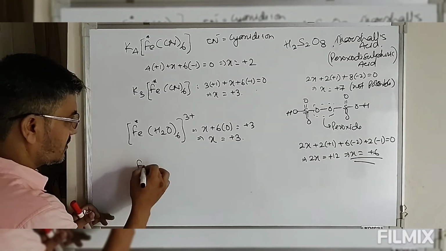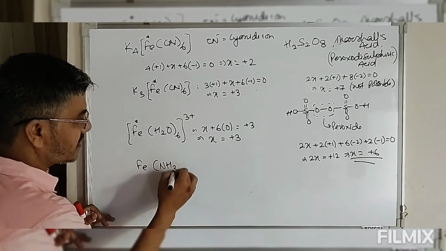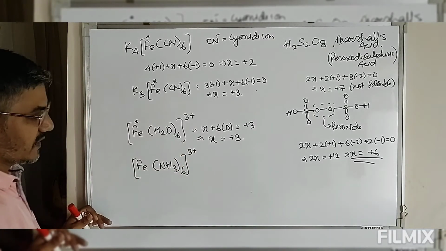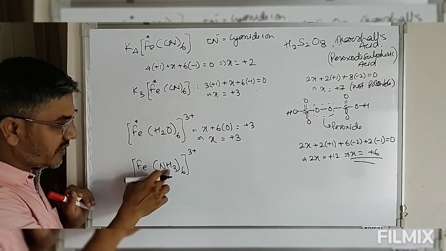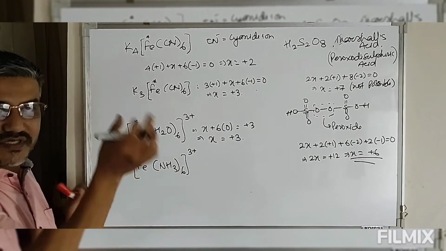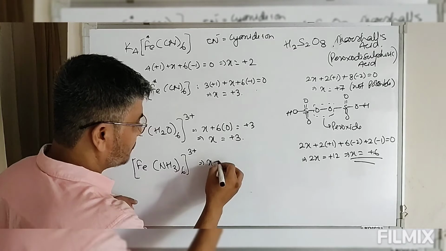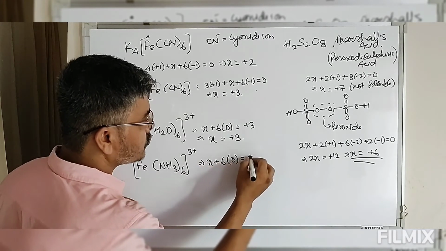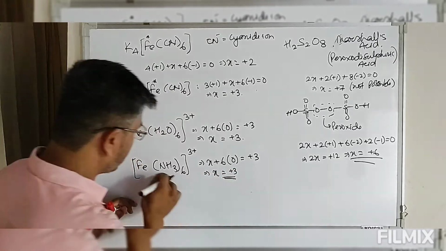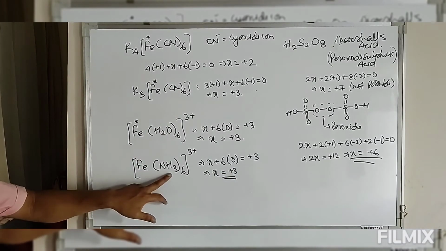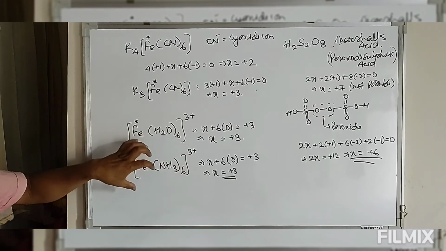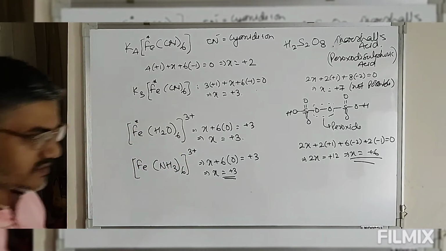Similarly take this case, [Fe(NH3)6]3+. Again we have ammonia, and ammonia is a neutral molecule. So the total charge on each NH3 molecule will be 0. So X plus 6 times 0 is equal to plus 3. Therefore X is equal to plus 3. So the oxidation state of iron is again plus 3. So this is how we define oxidation state.